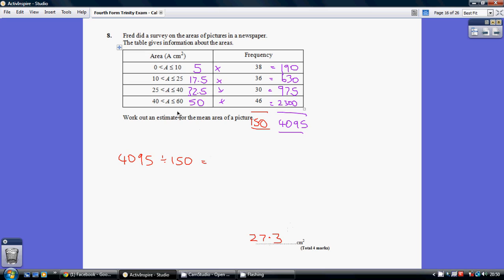Now do be careful. We don't just go and say, oh well, let's call that 27 or let's call that 30. That's not what this estimating is getting at. We must be precise with our answer. The estimating has come from the fact that we don't know what size these 38 pictures are. We know they're between 0 and 10, but we just don't know how big they are. So our estimating was when we chose to just assume these 38 pictures had an area of 5. So that's where the estimating comes from, this assumption of using a midpoint.